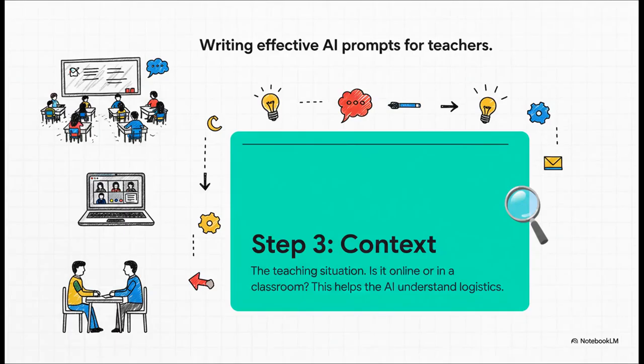Now for the context. Where is all this taking place? Is it a loud, bustling classroom, a quiet online course, a one-on-one tutoring session? Giving the AI context helps it understand all the practical logistics and the constraints of the environment your lesson is actually going to live in.